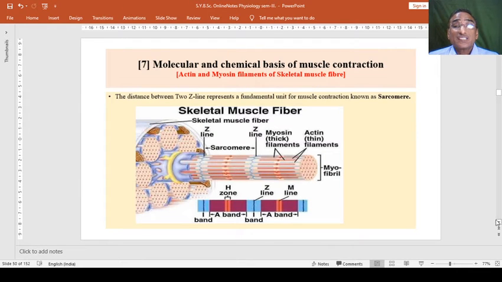So the next, seventh topic of the first unit is the molecular and chemical basis of muscle contraction. Myosin and actin are proteins that we have already seen, and as proteins, they are chemical structures, chemical materials. We know that carbohydrates, proteins, and fats are all chemicals present in the body but playing different roles. Muscles also play a role in the contraction and relaxation of the organs in the body.